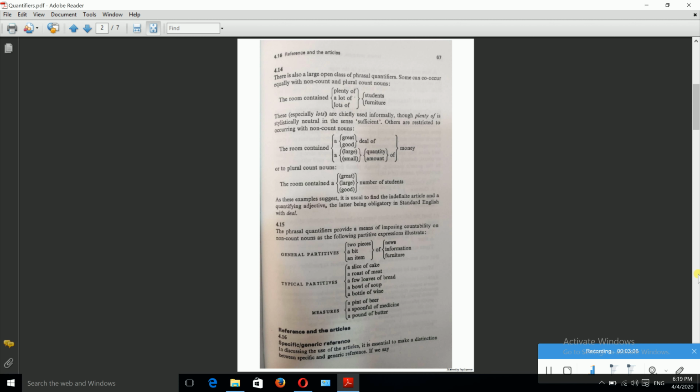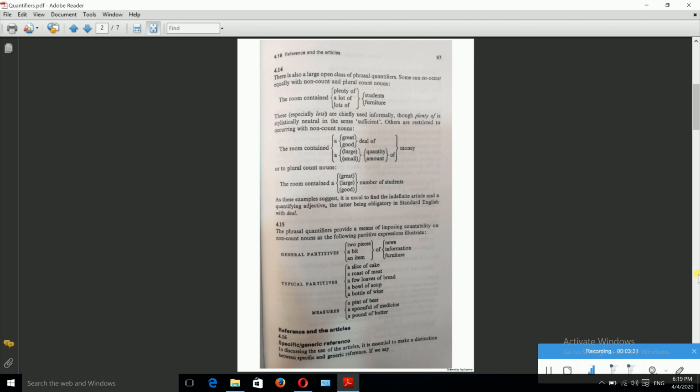All these examples suggest it's usual to find the indefinite article and a quantifying adjective, the latter being obligatory in standard English with deal. The phrasal quantifiers provide the means of imposing countability on the non-count nouns, and the following partitive expressions illustrate. General partitive, typical partitive, and measures.